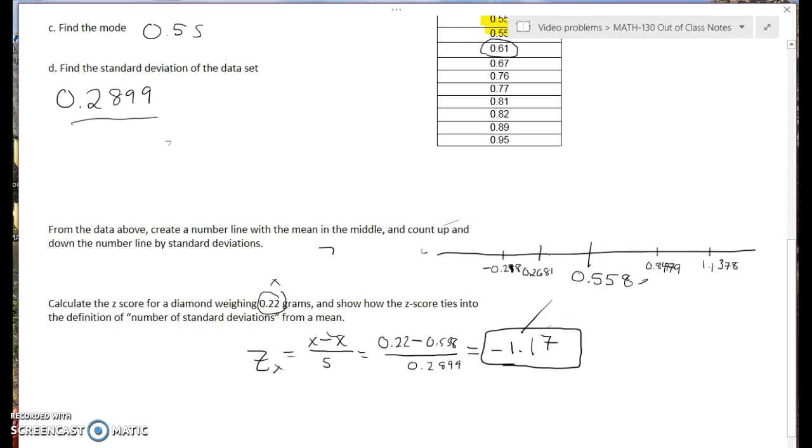We'll take a look. Where would this 0.22 fall? The 0.22 would fall right here. Let me use another color to point it out. So look, when you count by standard deviations, you see I went down 1 plus a little bit more right here. So if you look at this, how many standard deviations are we from the mean? Well, this negative 1.17 tells us that we are about 1.17 standard deviations below the mean. We'll get more into this and practice more with z-scores in class.